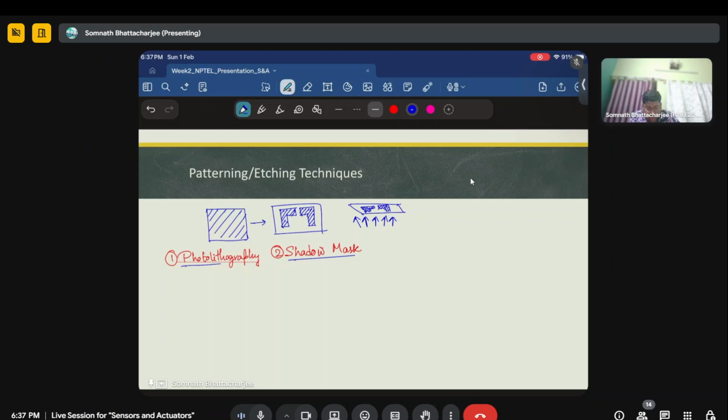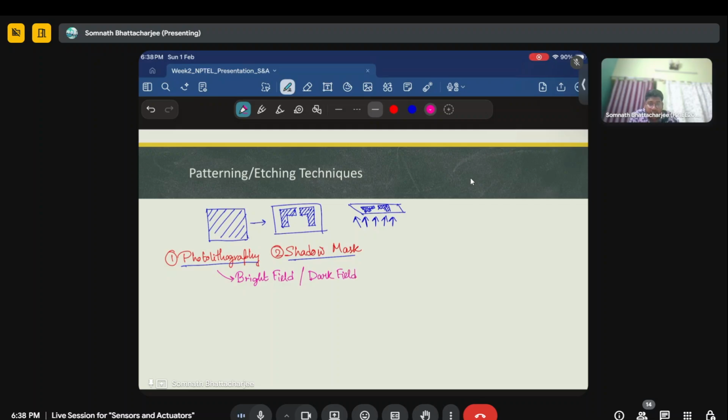That is the most important one, that is called photolithography. So in case of photolithography, there are several different chemicals involved as well, and there are several masks involved as well. So let me talk about the masks first. There are different patterning masks. These are called the bright field mask and dark field mask.